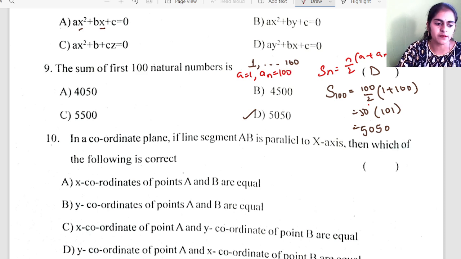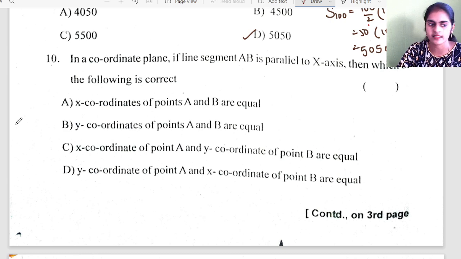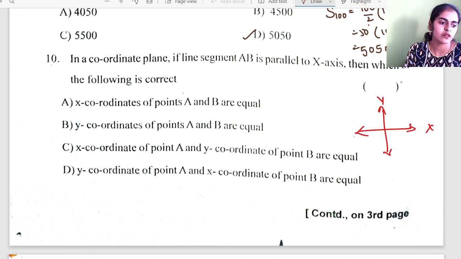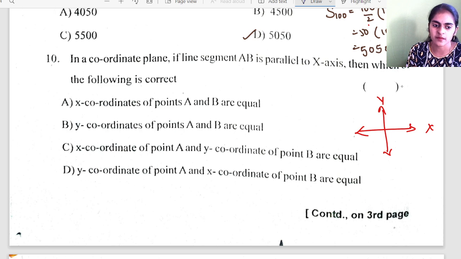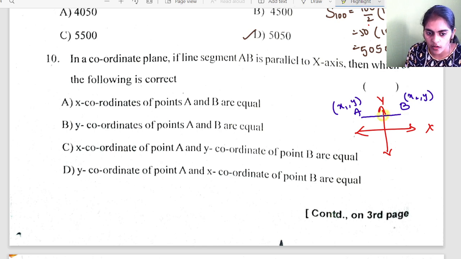Now the next one, in a coordinate plane, if the line segment AB is parallel to x-axis, then which of the following is correct? So this is x-axis, y-axis. Okay, so x-axis, y-axis. Now there is a line. One second. In a coordinate plane, there is a line segment AB parallel to x-axis. So I have a line segment AB which is parallel to x-axis. So if the line segment is parallel to x-axis, the y coordinate will be constant. So this will be x1 comma y and this will be x2 comma y. See here, the y point is constant here. Okay, so for all the points y is constant. The y coordinate is constant.